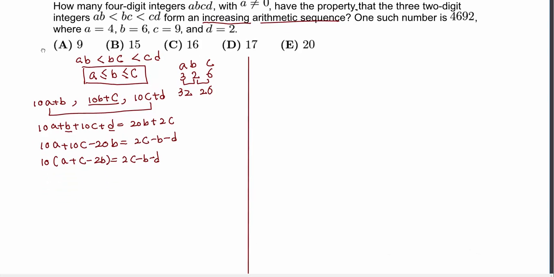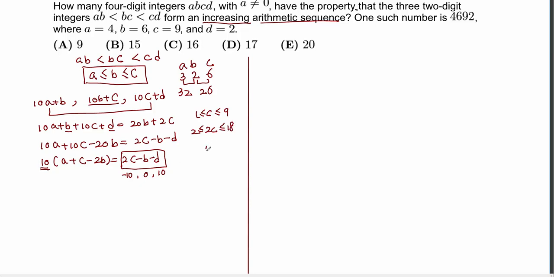Now we know that this number is a multiple of 10. So it can be negative 10, 0, or positive 10. It cannot be negative 20 or positive 20, because C takes only integer values from 1 to 9, and B and D are the same thing. So 2C is from 2 to 18.